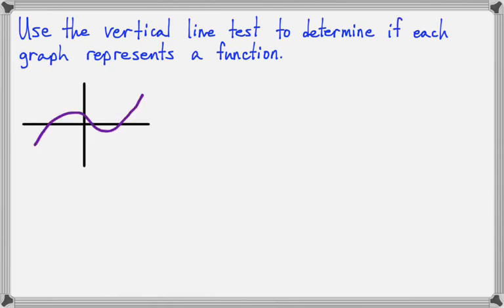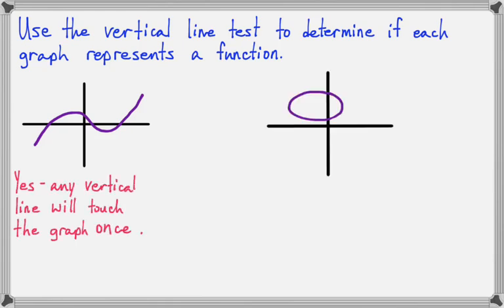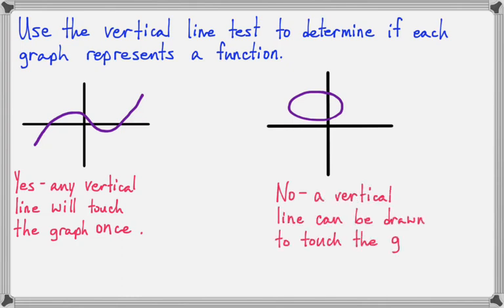Okay, here's our first graph, and you can see that no matter where I draw a vertical line, that vertical line will only touch the graph one time. So yes, any vertical line will touch the graph only once, so this can be a function. However, this graph, I draw a vertical line and I touch the graph twice almost anywhere I draw a vertical line, and it only takes one. So this vertical line right here, which happens to be the y-axis, tells me that this graph of an ellipse is not a function. So no, a vertical line can be drawn to touch the graph twice, therefore this graph is not a function.